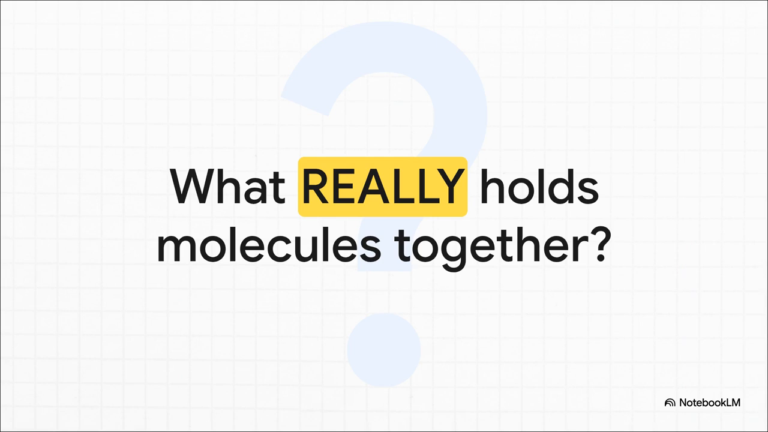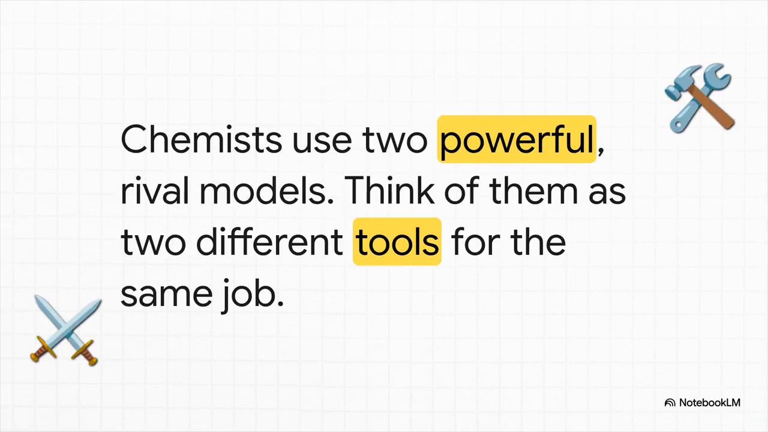But the answer? Oh, the answer is so incredibly complex that for decades, chemists have relied on two really powerful and sometimes totally competing models to even begin to explain it. So, let's meet our two contenders. We have valence bond theory and molecular orbital theory. Now, the key thing to get right away is that it's not about one being right and the other wrong.